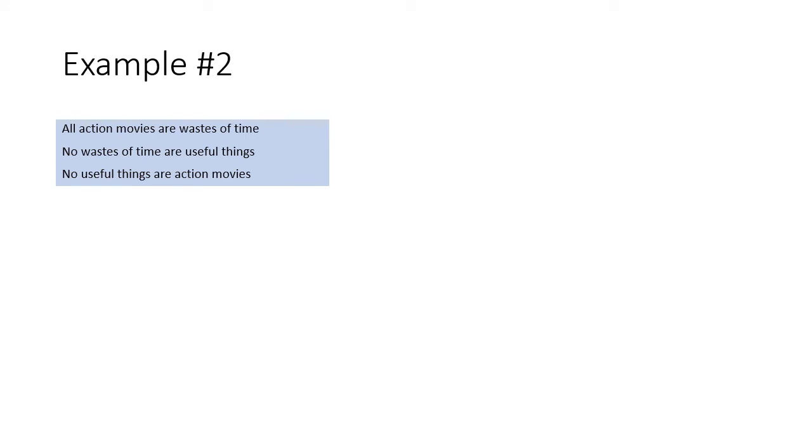All right, so here's the second example that we're going to deal with today. This argument, I want you to notice, has all universals. So the first premise here is a universal affirmative. The second premise is a universal negative, and the conclusion here is also a universal negative. So this represents the second type of categorical syllogism that even has a chance of being valid.